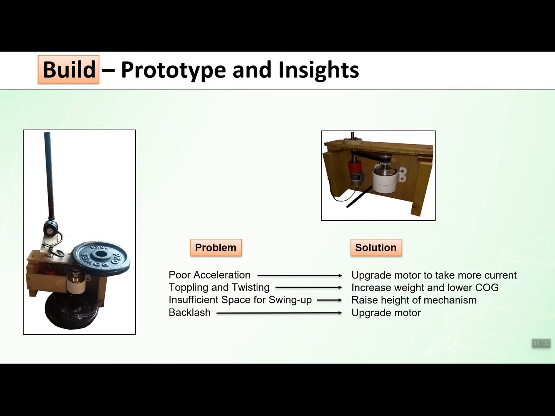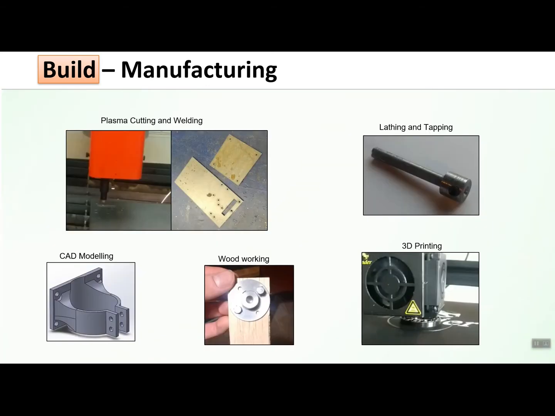The most important finding was that this motor needed to be upgraded to produce more torque, so that swing up would be possible. Just to point out some of the manufacturing processes, there was plasma cutting for the base, lathing and tapping for the couplings, CAD modelling of course, and quite a bit of 3D printing.